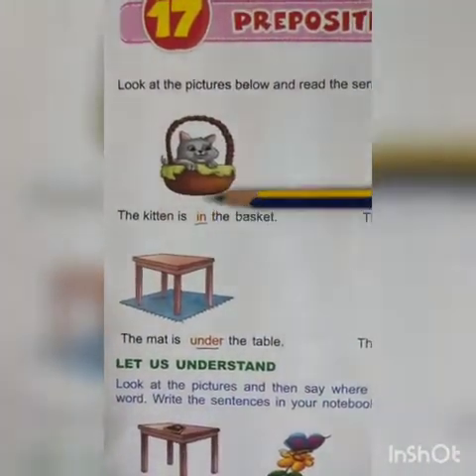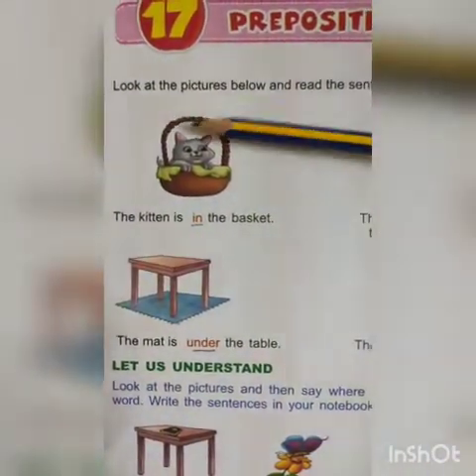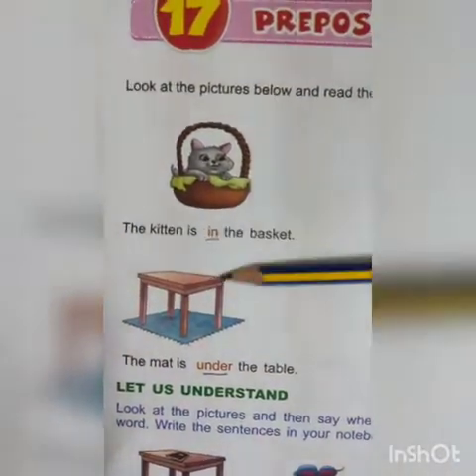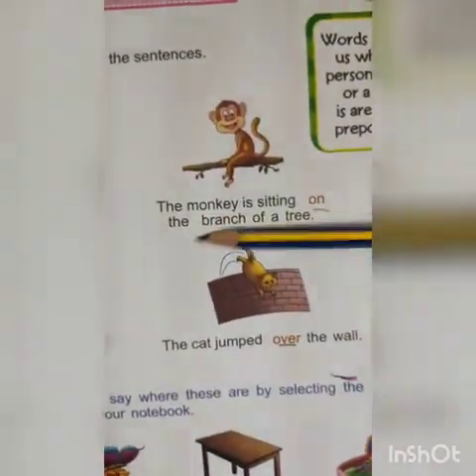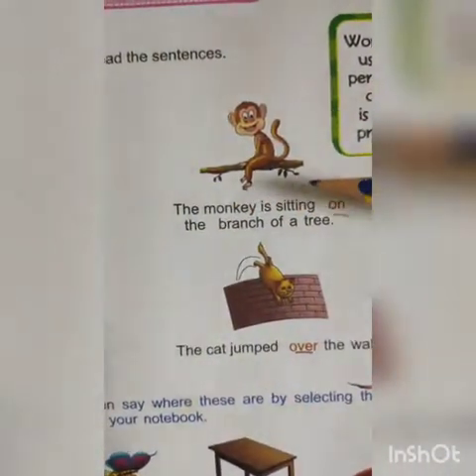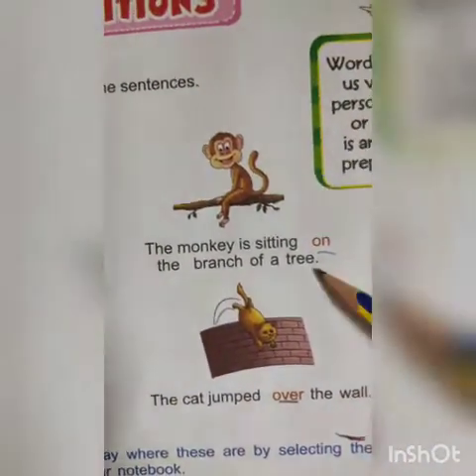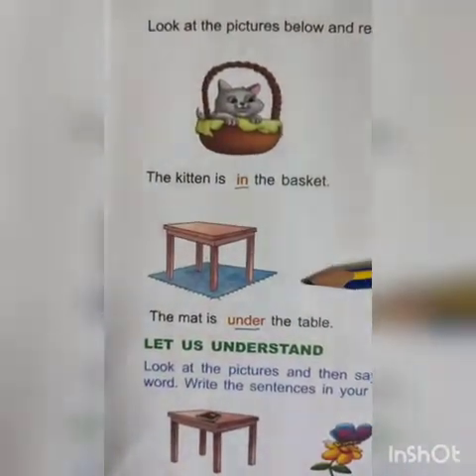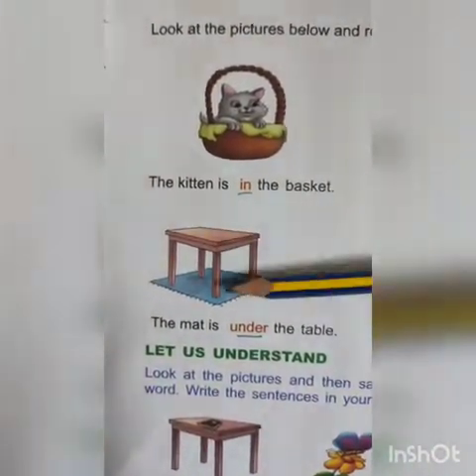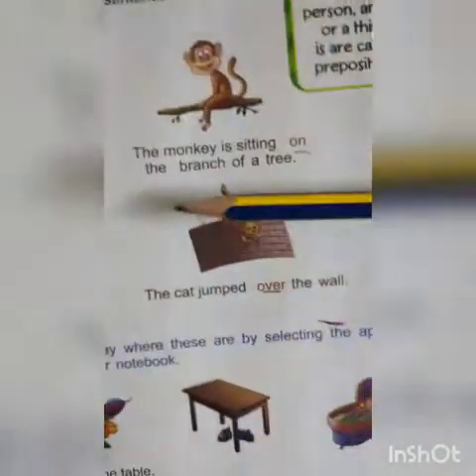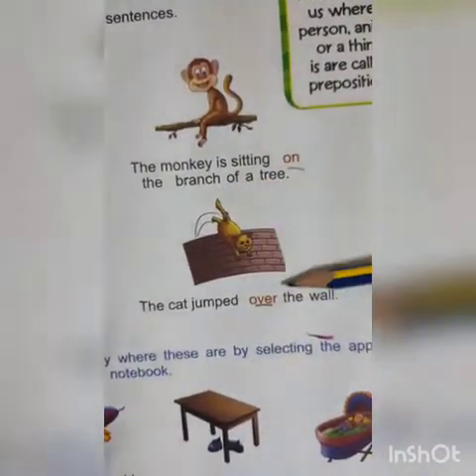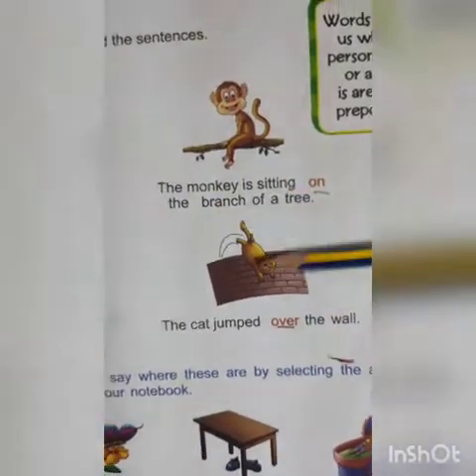The kitten is dash the basket. The kitten is in the basket. So in is a preposition. The monkey is sitting dash the branch of a tree. The monkey is sitting on the branch of a tree. So on is a preposition. The mat is under the table. So under is a preposition. The cat jumped over the wall. So over is a preposition.